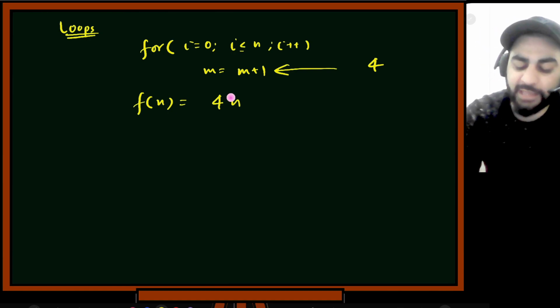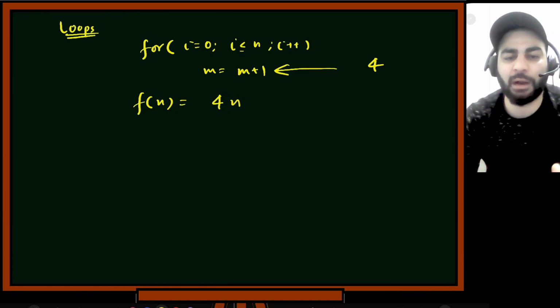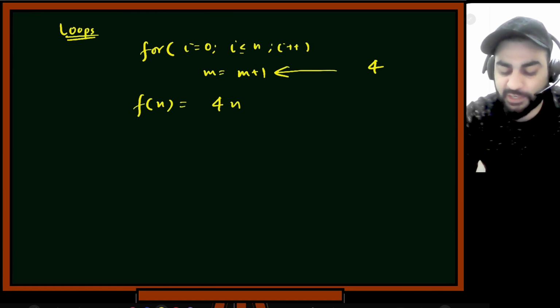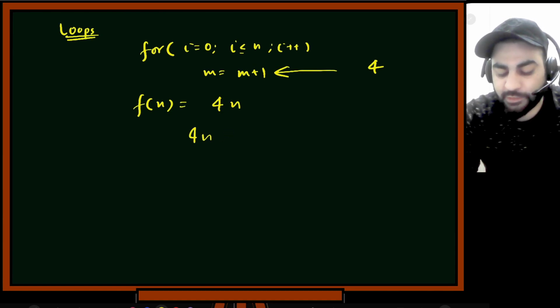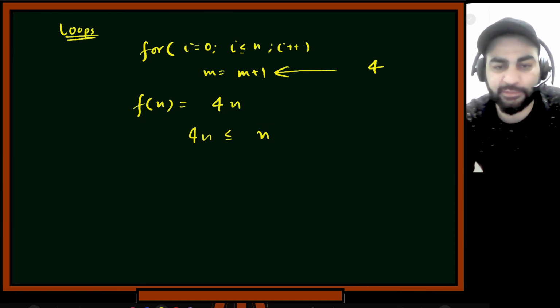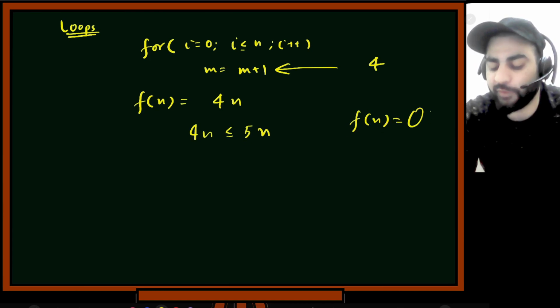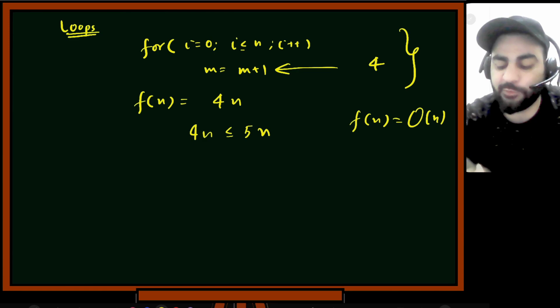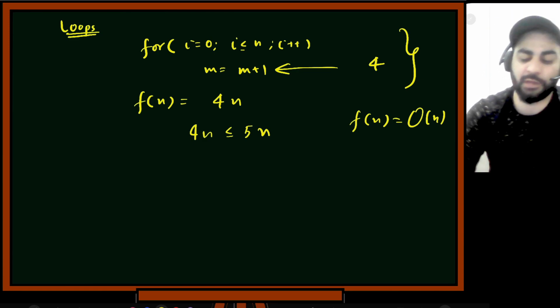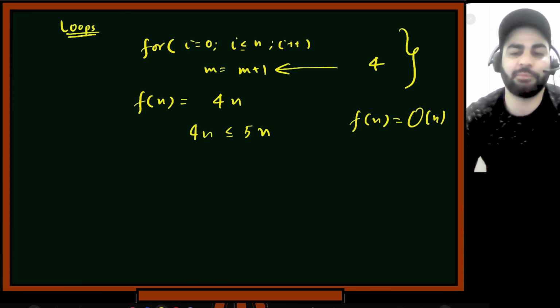Okay, now can you give me a tighter bound for this? Can you give me some upper bound for this? Can you give me the worst case complexity for this? So I can write 4n is always less than or equal to what is the n that I can put here? 5n. So I can say f of n is equal to order of n. So this basically has the worst case, or we can say upper bound, as order of n. This algorithm is big O of n, we can say.